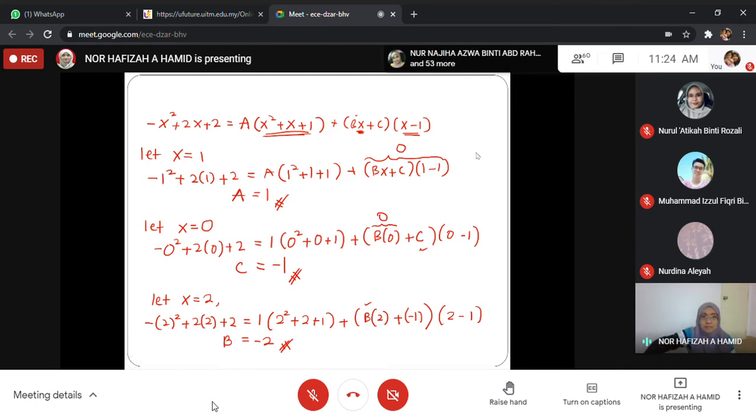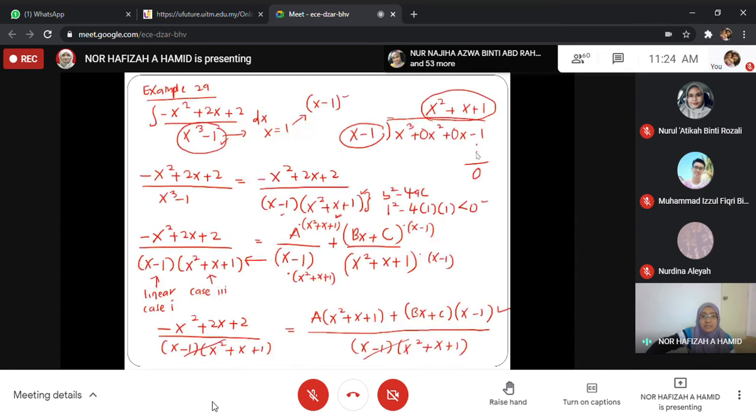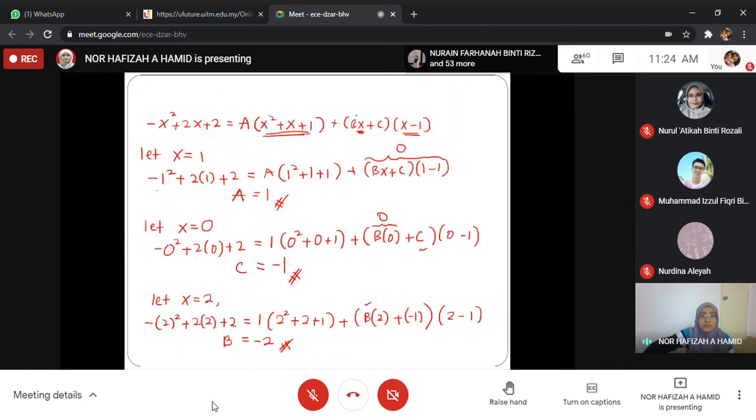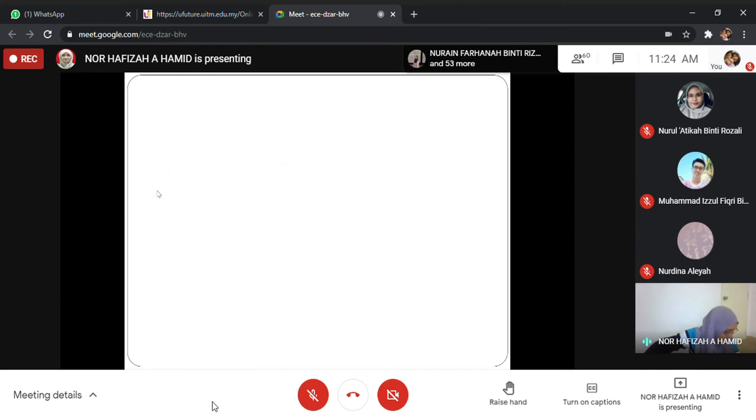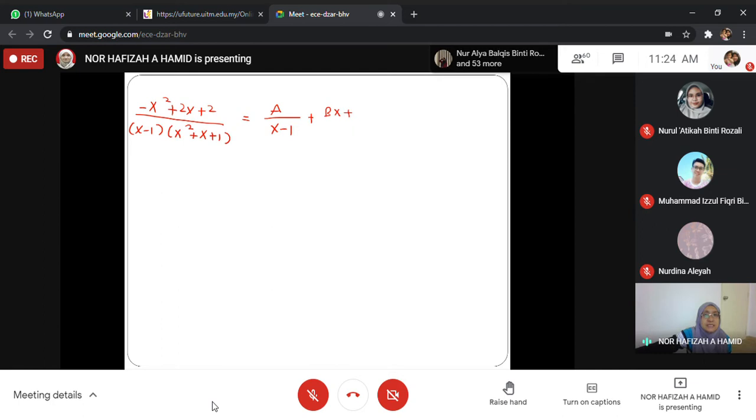Next, you boleh substitute into partial fraction ini. Okay, general form of the partial fraction. Okay, so saya copy balik. So tadi partial fraction we have, over times x square plus x plus 1. Okay, so partial tadi kita ada A over x minus 1 for case 1 and for case 3, so we have Bx plus C.